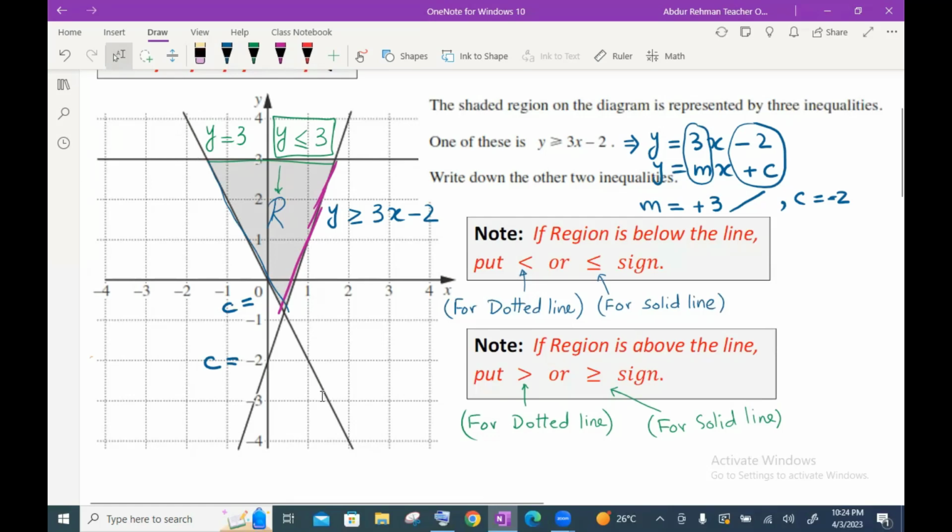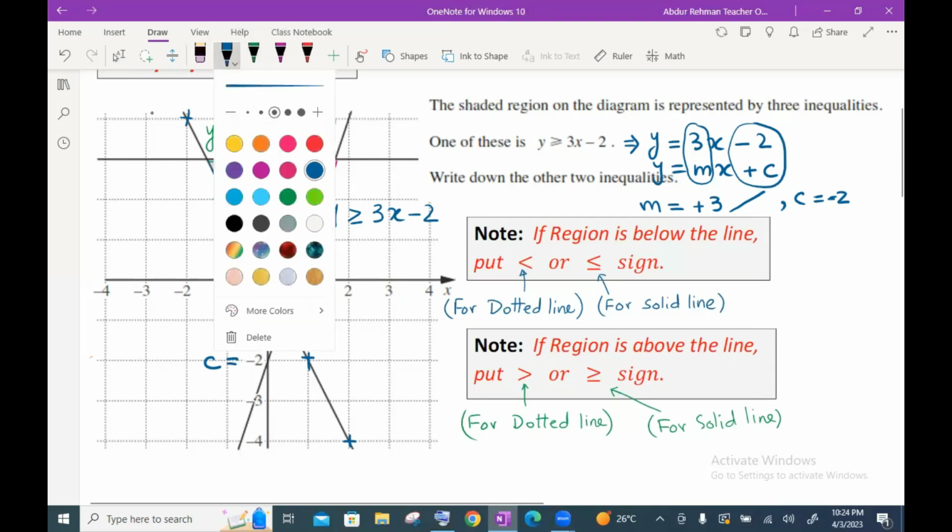To find the gradient of this line, you can take this point, or this point, or this point. There are 4 points here to find the gradient. You can use y2 minus y1 over x2 minus x1 to find the gradient, or you can use rise over run. So I'm going to use rise over run, taking 2 points here.